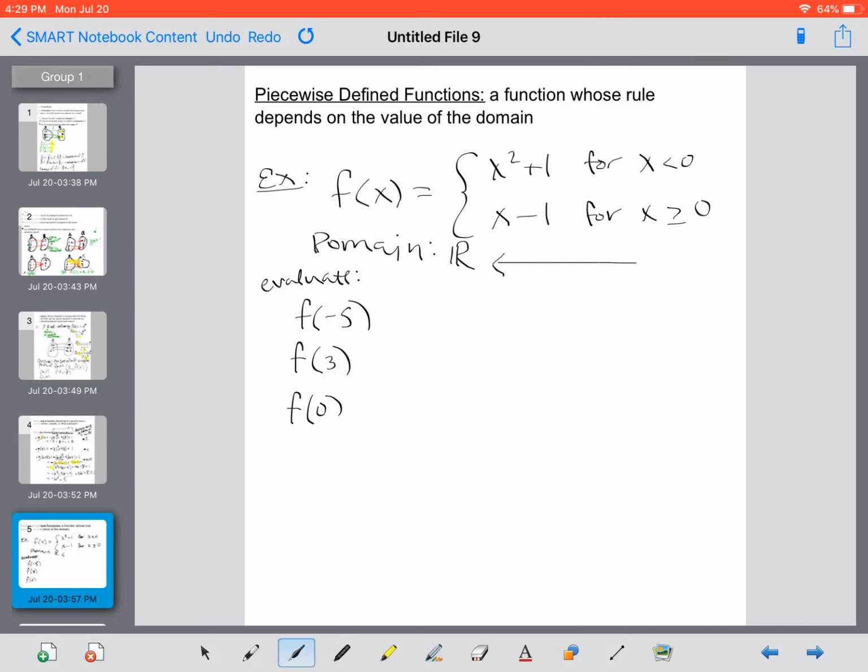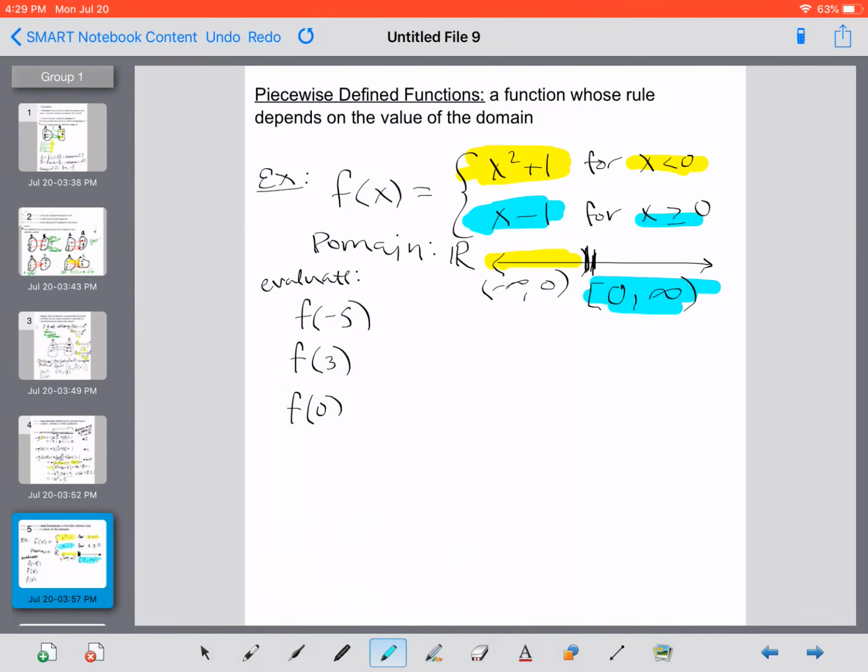And they're showing us that it's broken up based on the x values that are less than 0. That is everything from negative infinity to 0 is going to use this first rule of x squared plus 1. And then for any x value greater than or equal to 0, that is from 0 to infinity, we're going to use that second rule. I'm just going to highlight this just to make sure we're clear on how this works. So we're going to use this function rule when our x values are less than 0. And then we're going to use this function rule when our x values are greater than or equal to 0. So for this part of the real number line.